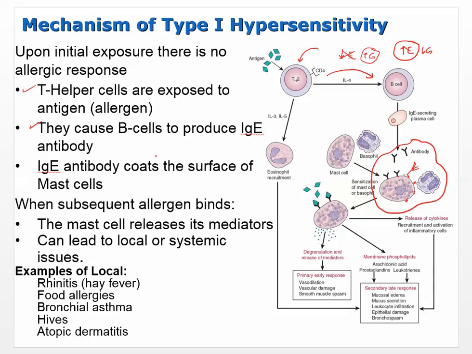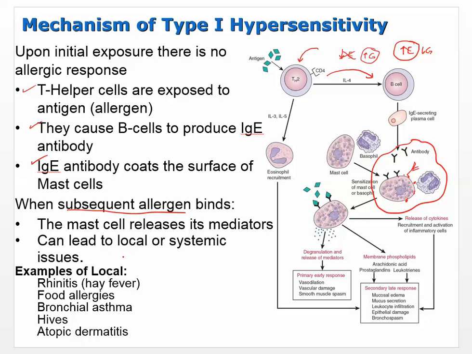So the first time that you see this allergen, you're not going to have a significant response. But the second time, now that you've produced these IgE antibodies and they've inserted themselves onto the mast cells, then the next time that you encounter this allergen, whatever it is, you'll have a larger response. So the IgE antibody coats the surface of the mast cells, and then when subsequent allergen binds, the mast cell releases its mediators. Okay, so that can lead to local or systemic issues.